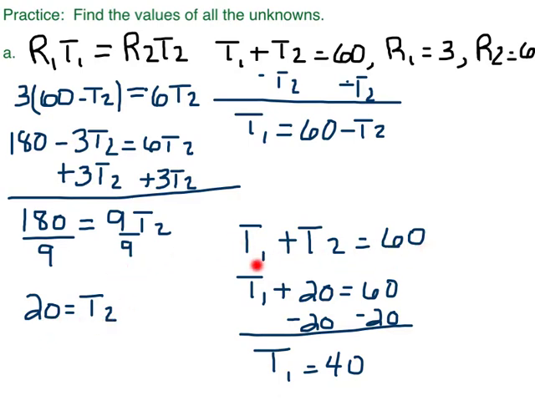Now I come back over here, and I know that between the two, they're going to equal 60. So if T2 is 20, then what plus 20 is 60? It's 40.